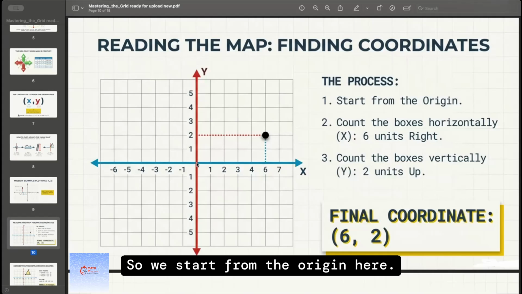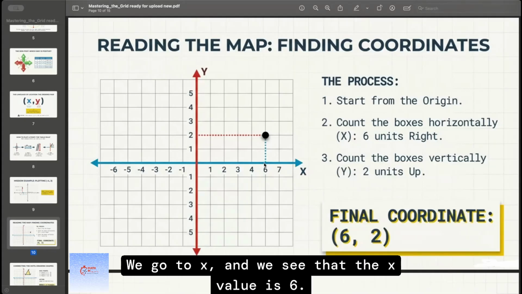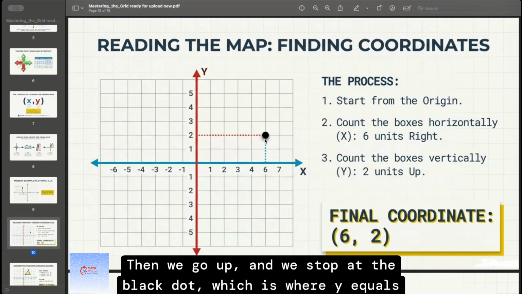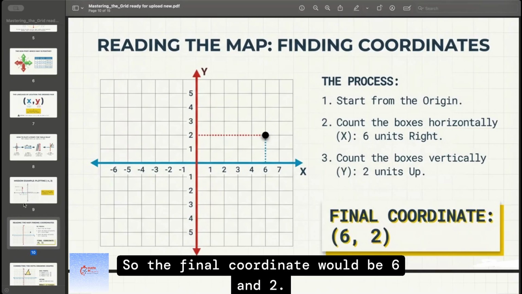So when we're reading the map, we're basically finding the coordinates. So we start from the origin here. We go to x, and we see that the x value is 6. Then we go up, and we stop at the black dot, which is where y equals 2. So the final coordinate would be 6 and 2.